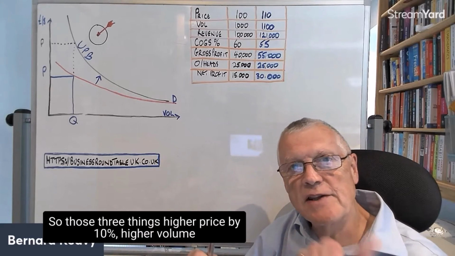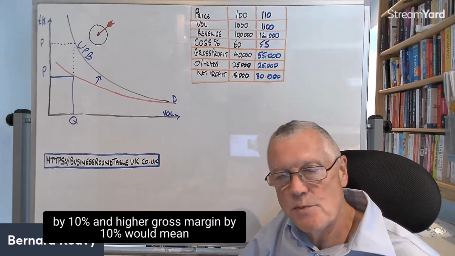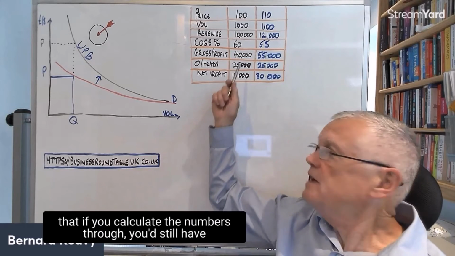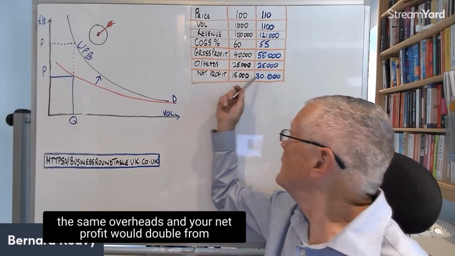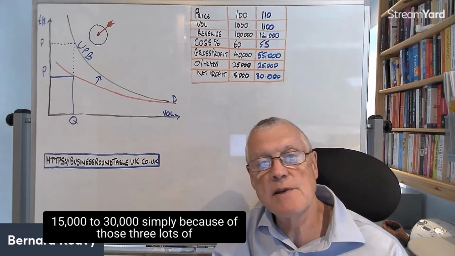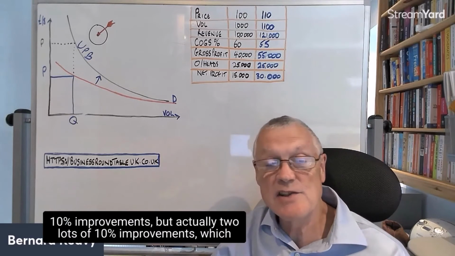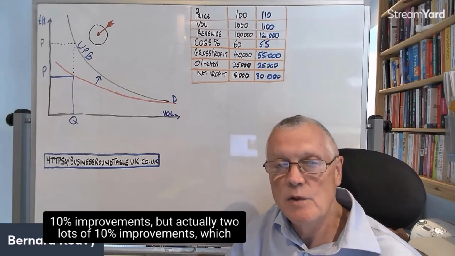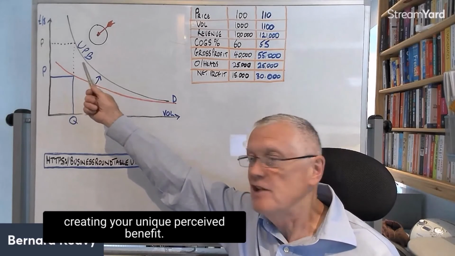So those three things, higher price by 10%, higher volume by 10%, and higher gross margin by 10%, would mean that if you calculate the numbers through, you'd still have the same overheads, and your net profit would double from 15,000 to 30,000, simply because of those three lots of 10% improvements. Well, actually 2 lots of 10% improvements, which is all stemming from one thing. And the one thing is creating your unique perceived benefit.